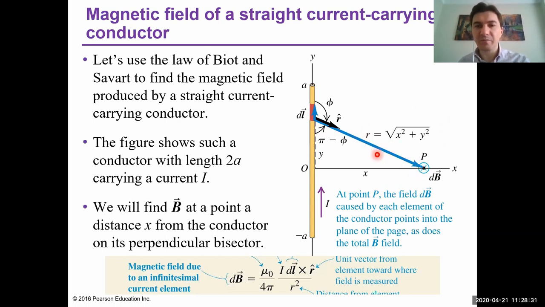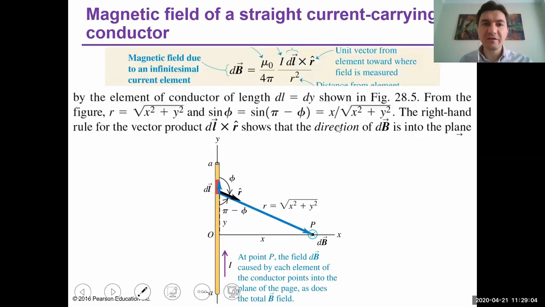If you use that expression here instead of R square, we can calculate dB. In addition to that, here we have dL, and what else? We have R vector. And this dl cross r can be written as dl times r times sine phi, the angle between the dl vector and the r vector. So instead of sine phi, I can use that expression, sine of that angle, pi minus phi. And this is equal to x over R, x over R here.